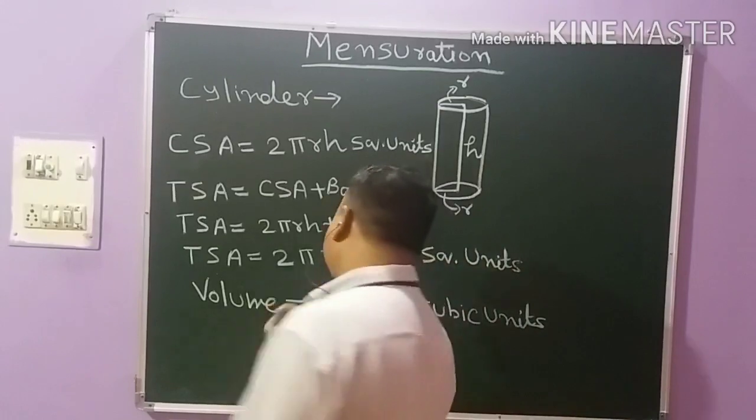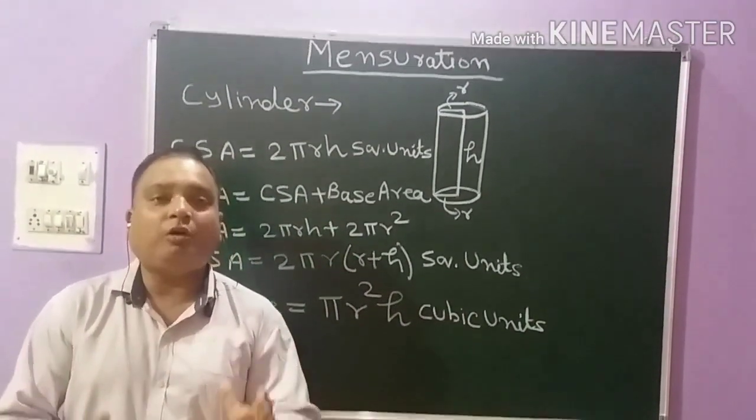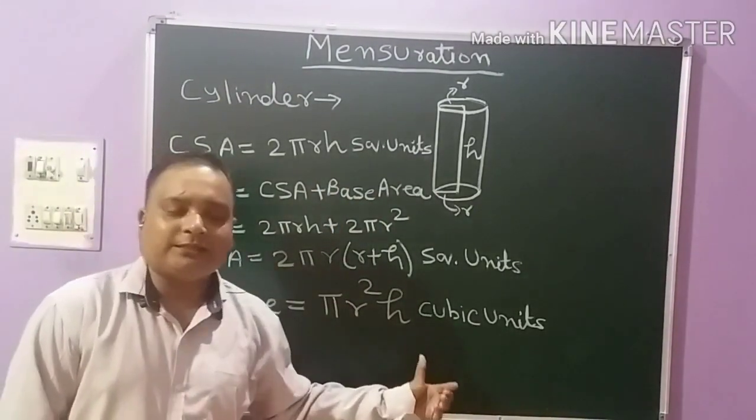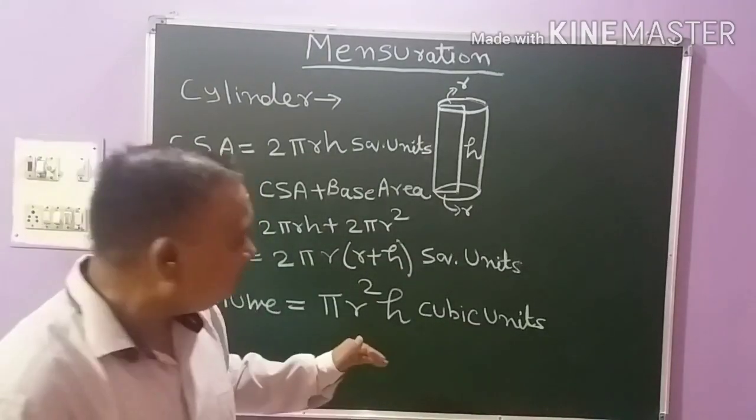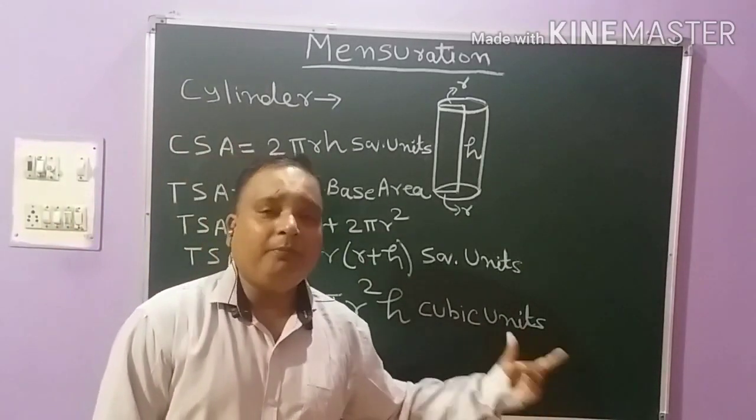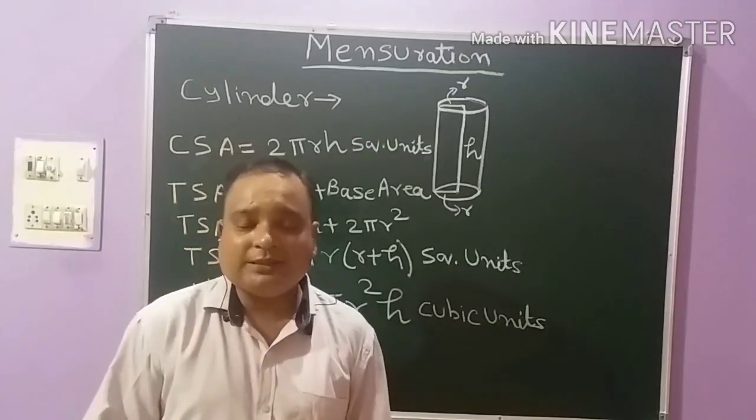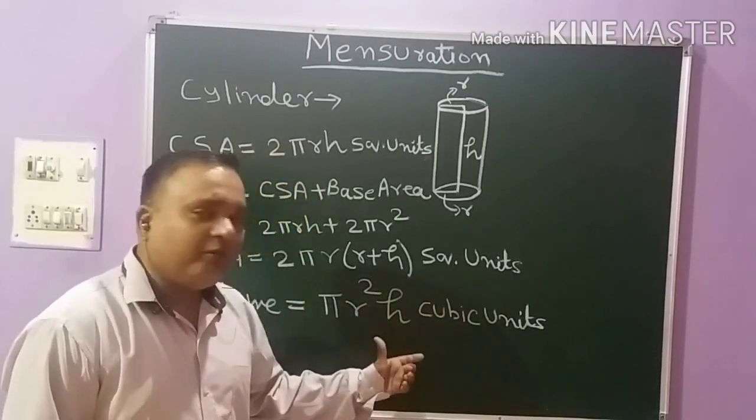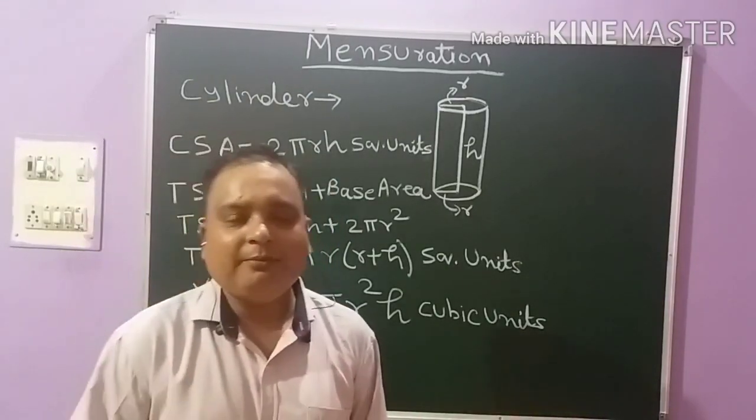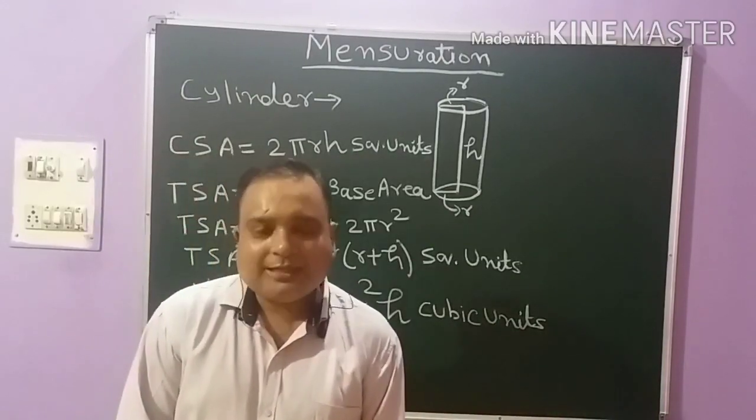Now the third quantity is volume. What is the volume? Simply we can say it is the capacity of the object. So the volume of a cylinder is pi r square h, and the unit of volume will be centimeter cube or meter cube. So the general unit is cubic unit. If all the dimensions are in centimeter, the volume will be in centimeter cube. If all the dimensions are in meter, then the volume will be in meter cube. Now we discuss the next object, that is the cone.